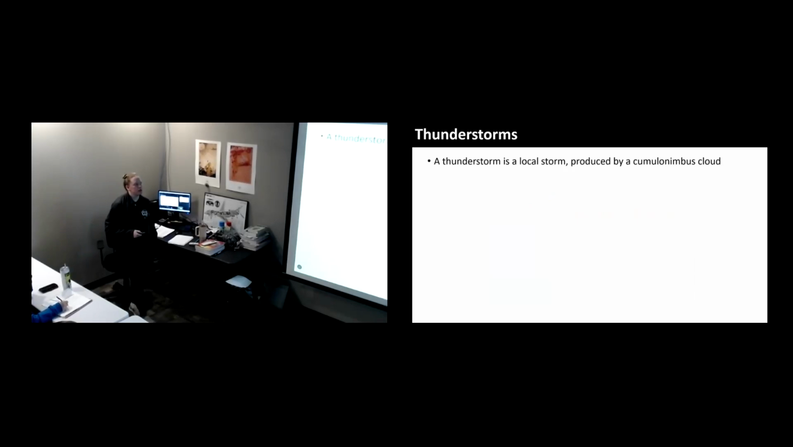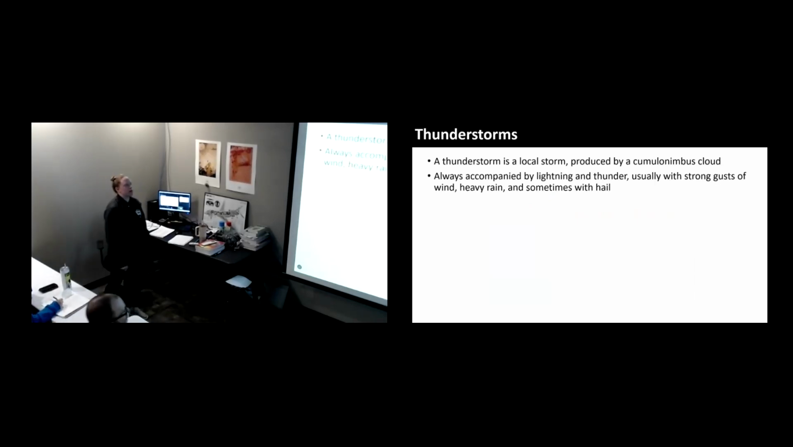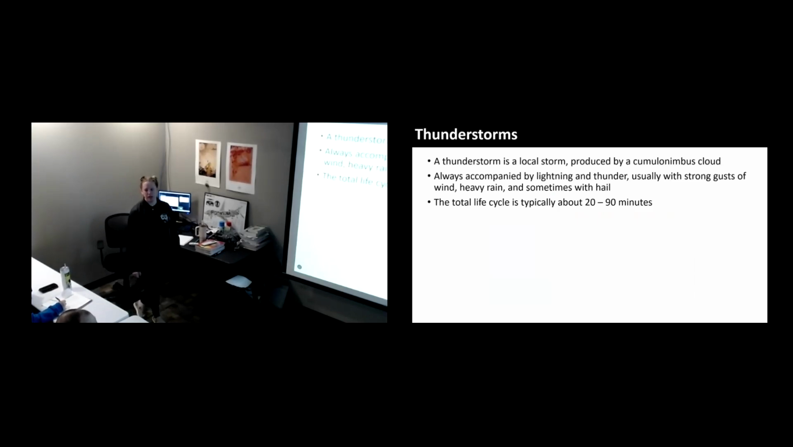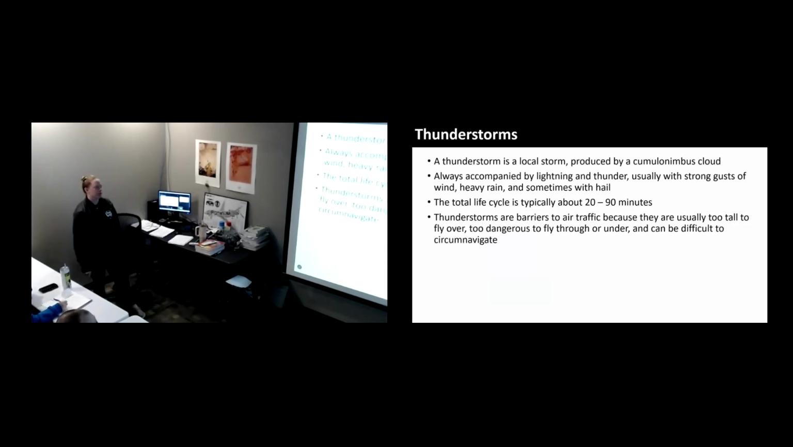Thunderstorms. A thunderstorm is a local storm produced by a cumulonimbus cloud, always accompanied with lightning and thunder, usually strong gusts of wind, heavy rain, and sometimes hail. The total life cycle is 20 to 90 minutes for one thunderstorm. Thunderstorms are barriers to air traffic because they are usually too tall to fly over, too dangerous to fly under, and can be difficult to circumnavigate, go around.